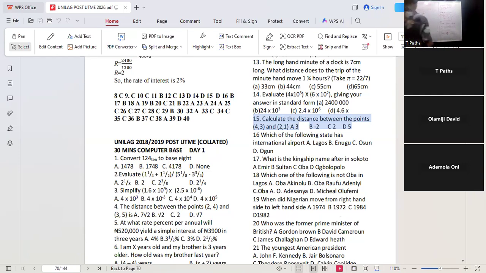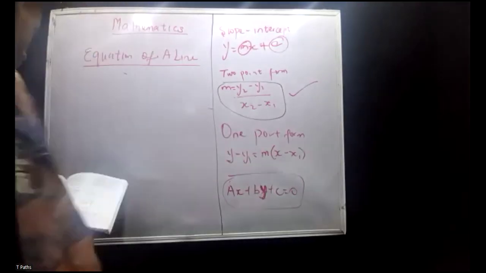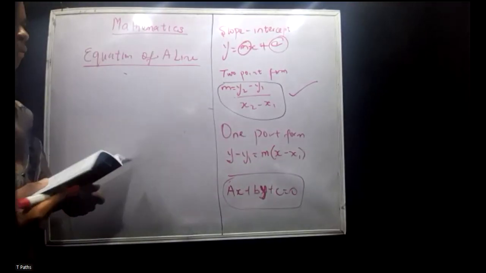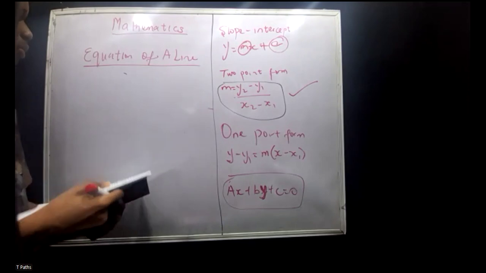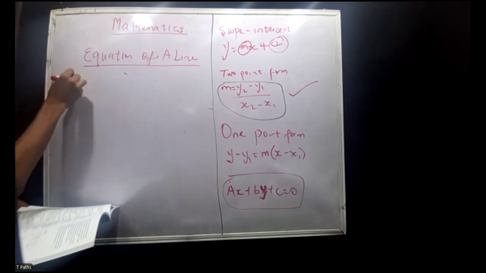So now, how do we calculate the distance between 2 points? I'm going to give you the formula for calculating distance between 2 points right now, and I'll need you guys to write that down. So to calculate the distance between 2 points, we use a formula. I'm going to represent distance with d.